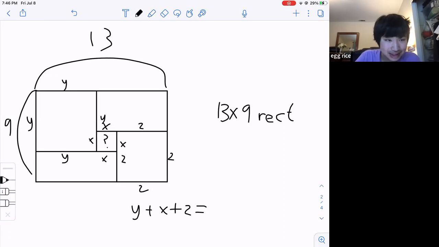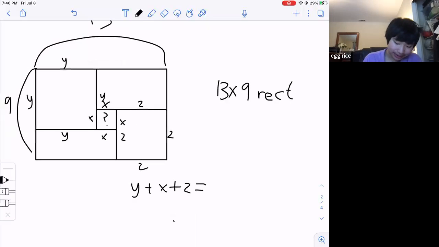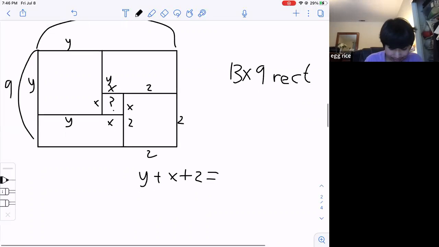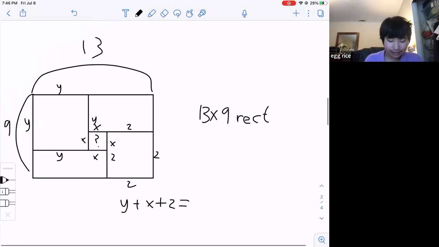So Neo is saying y minus x plus z equals 9. Okay, that is a very cool relationship. And does anyone see why, or want to explain why this is true?